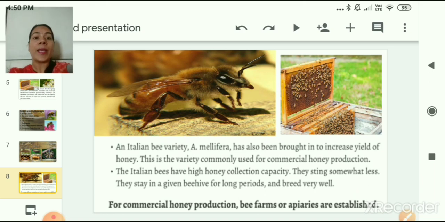The Italian bees have high honey collection capacity. They sting somewhat less. They stay in a given beehive for a longer period of time and breed very well. So their productivity is very, very good. For commercial honey production, bee farms or apiaries are established.